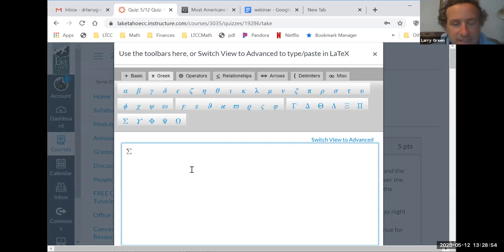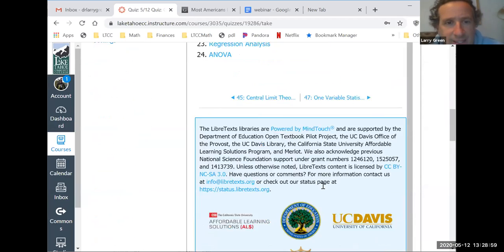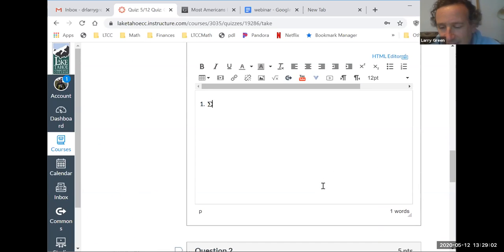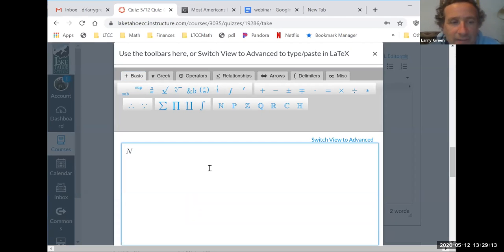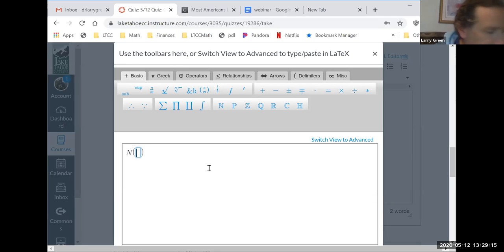So sigma, and then I'm going to insert a tilde. Now let's go back. And then N for normal. Okay, is the mean 35 for this distribution? What do you think?